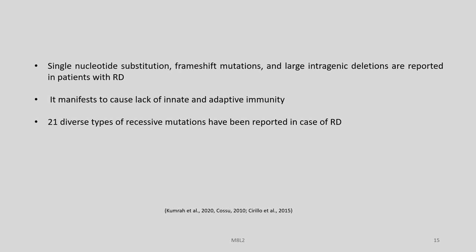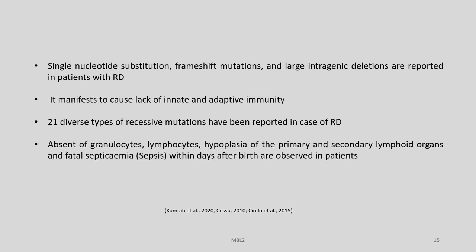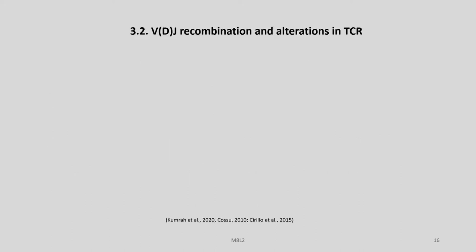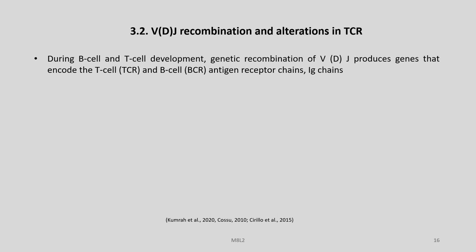21 diverse types of recessive mutations have been reported in the case of RD. Absence of granulocytes or lymphocytes, hypoplasia of the primary and secondary lymphoid organs, and fatal septicemia within days after birth are observed in patients. In RD, the total leukocyte count is below 400 per microliter, which is called aleukocytosis. VDJ recombination and alterations in TCR.